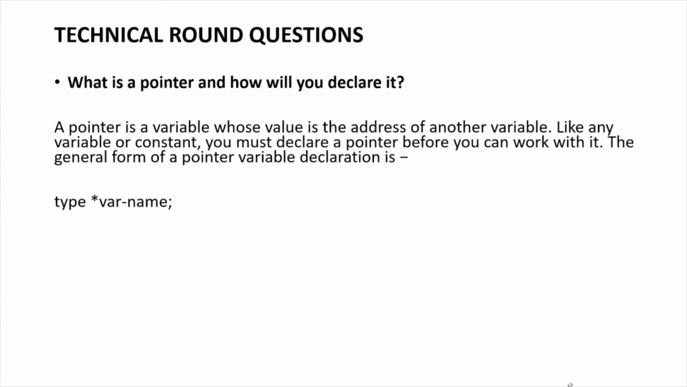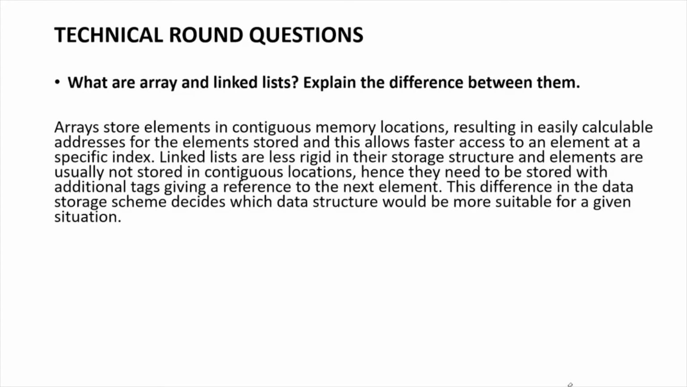So now let's move on to the next question. What are arrays and linked lists? Explain the difference between them. As we all know, an array stores the elements in contiguous memory locations, resulting in easily calculable addresses for the elements stored, and this allows faster access to an element at a specific index. So arrays store the elements in contiguous memory locations, because of which accessing a particular element becomes very fast.